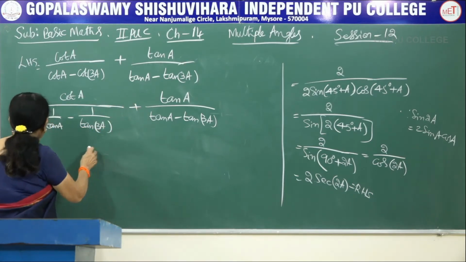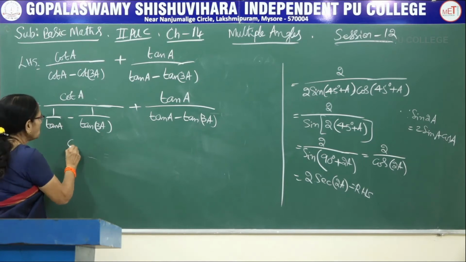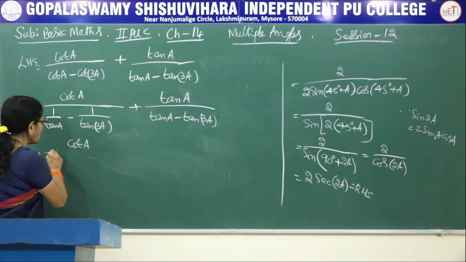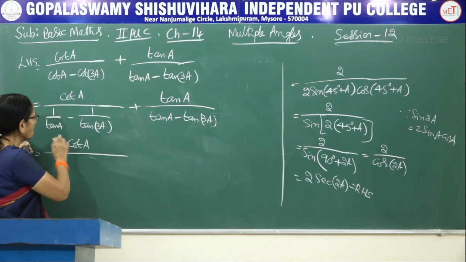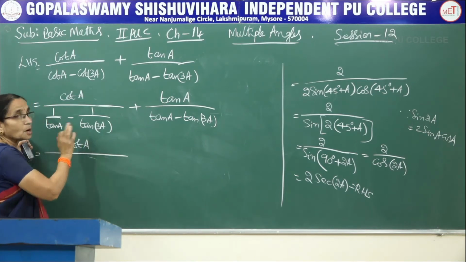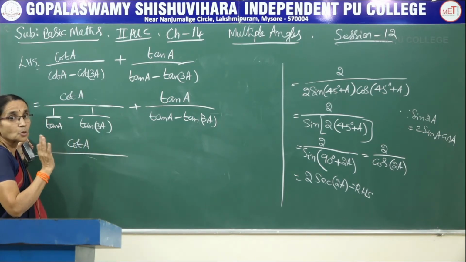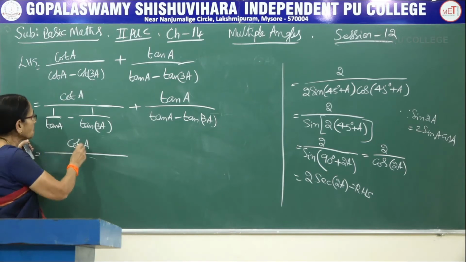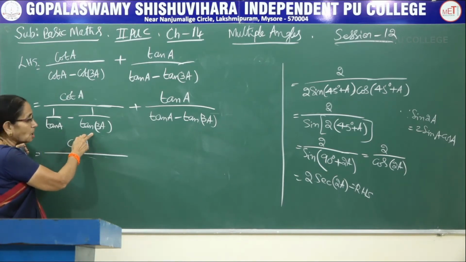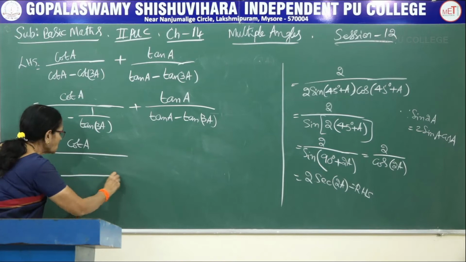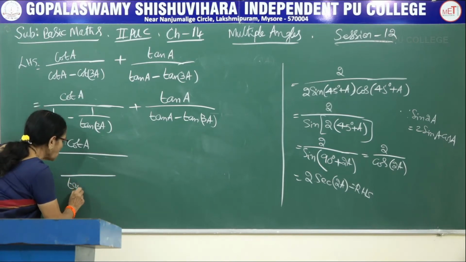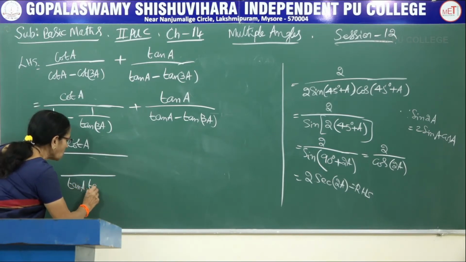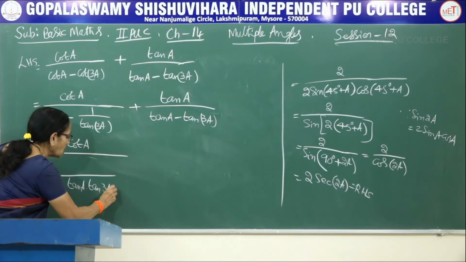Now, look at the first term. Again, keep the numerator as it is. Draw a little longer line. Now, it is the difference of two fractions. So, what you have to do? You have to take the LCM. Two different denominators, LCM becomes the product of them. That is tan A into tan of 3A.